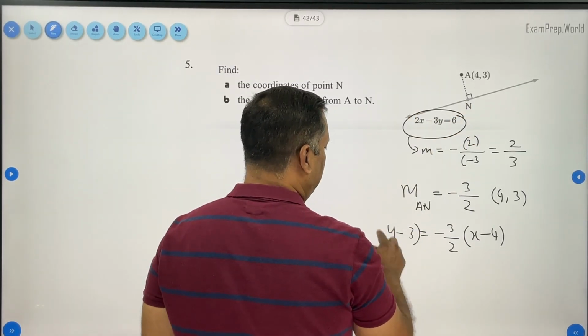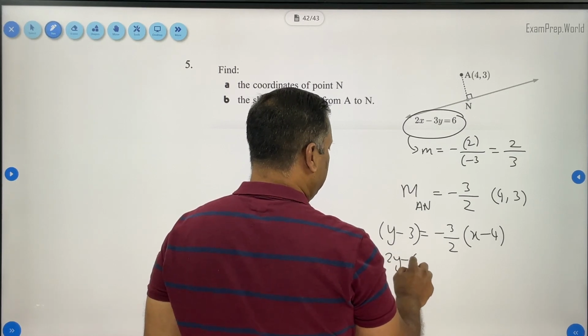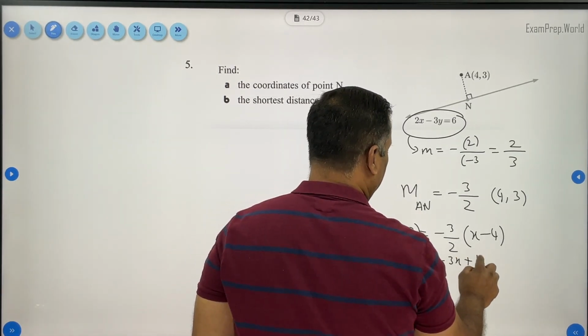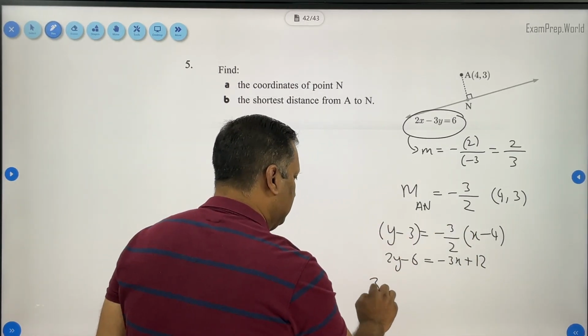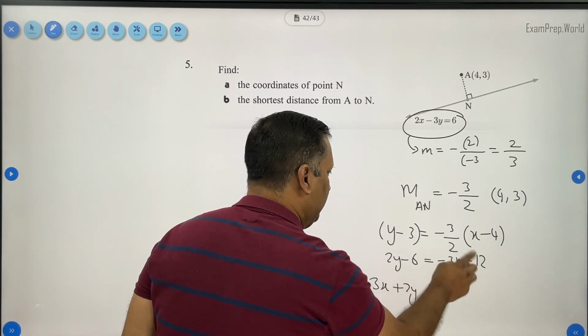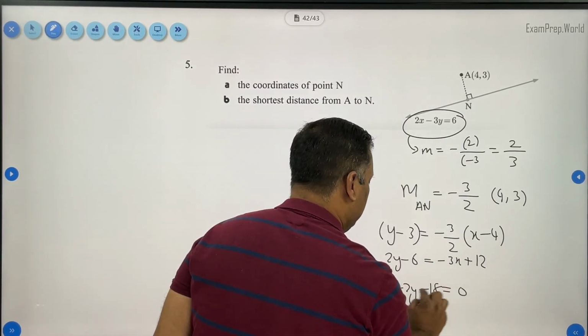So multiply this 2 with this one. 2y minus 6 equals negative 3x plus 12. Get all of them here: 3x plus 2y minus 18 equals 0.